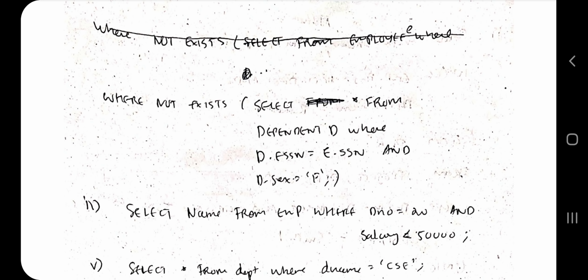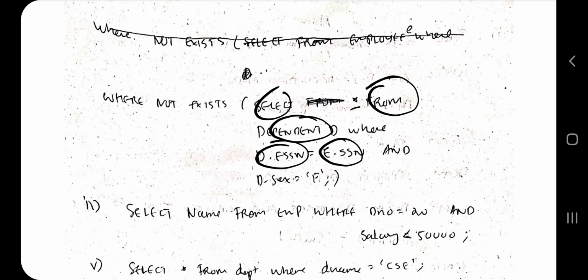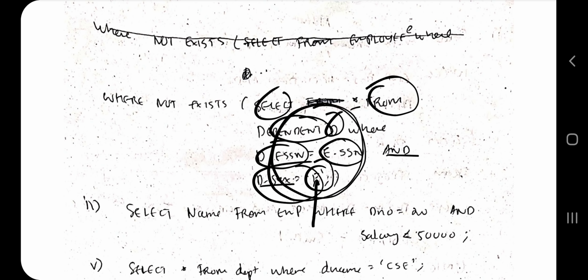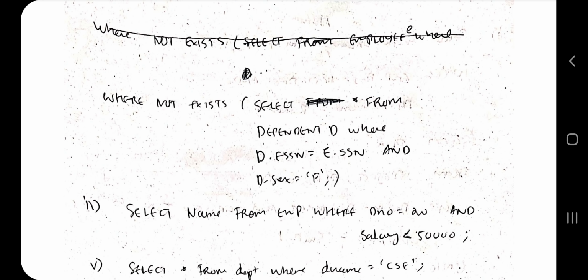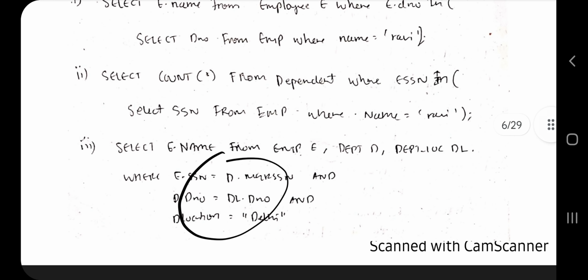So here you will be selecting star, meaning all the rows from dependent D, where D.ESSN is equal to E.ESSN, meaning we are matching the dependent table and the employee table. And D.sex is equal to F. So the female dependents will be selected here, and the not will be applied to it. So we will have all those employees who do not have female dependents, and only those rows will be selected. Okay, that was about the third one.